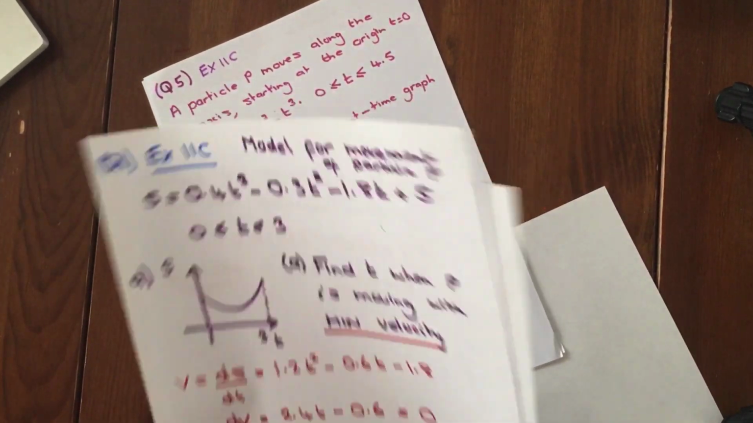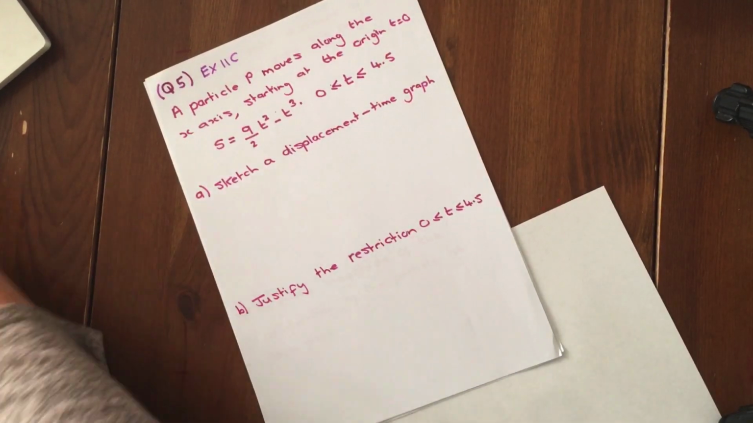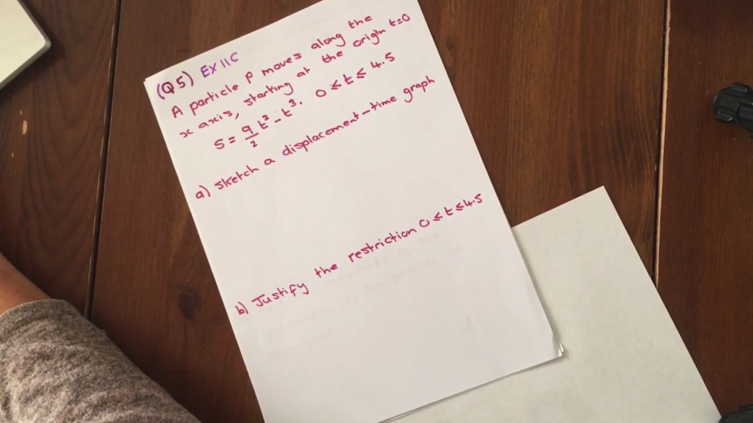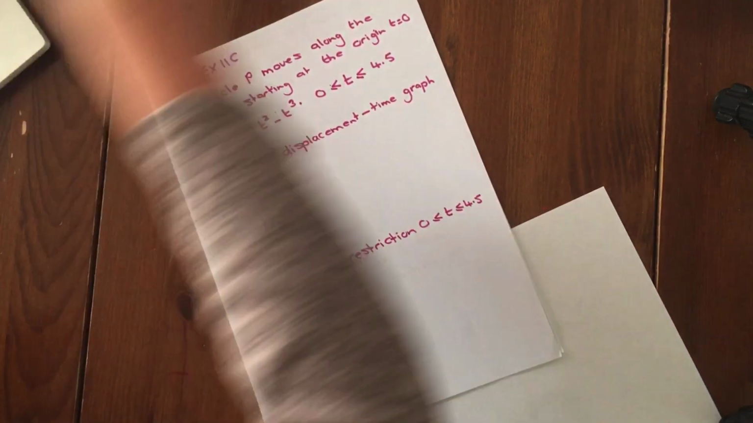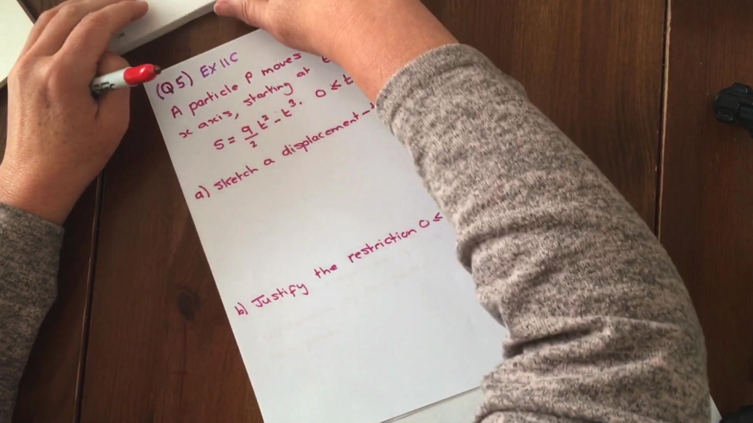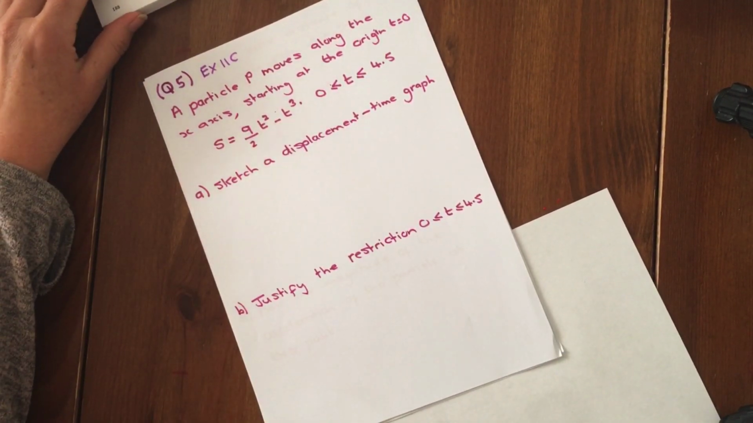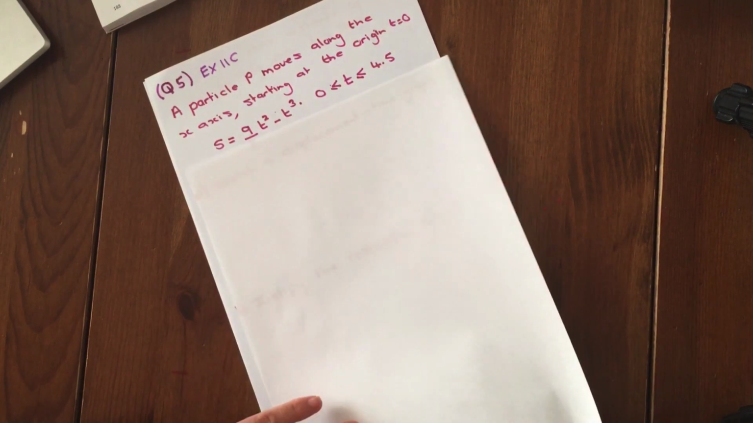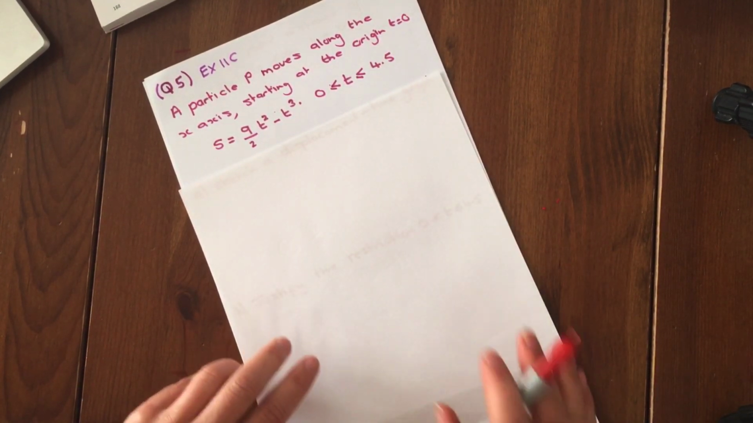Right, the question I'm going to look at now, I'm going to jump, because I'm going to leave you questions 2, 3 and 4 to have a go at doing. I'm going to now look at the harder questions. So if you find question 5 in your book, please. I've written it out here. We've got a particle P moving along the x-axis starting at the origin.